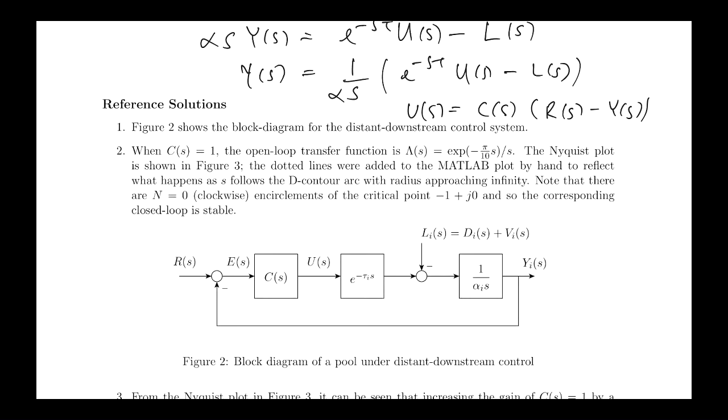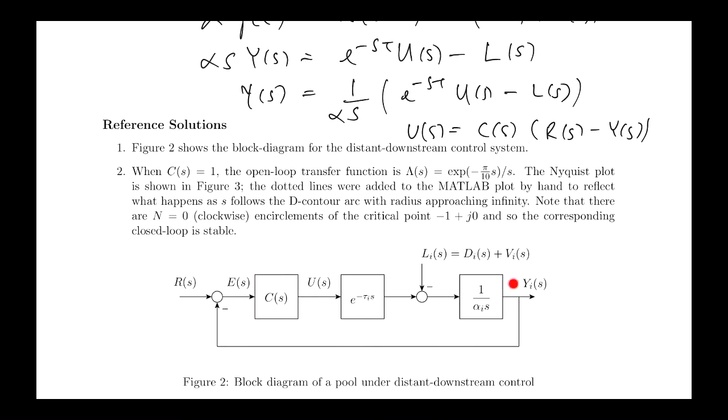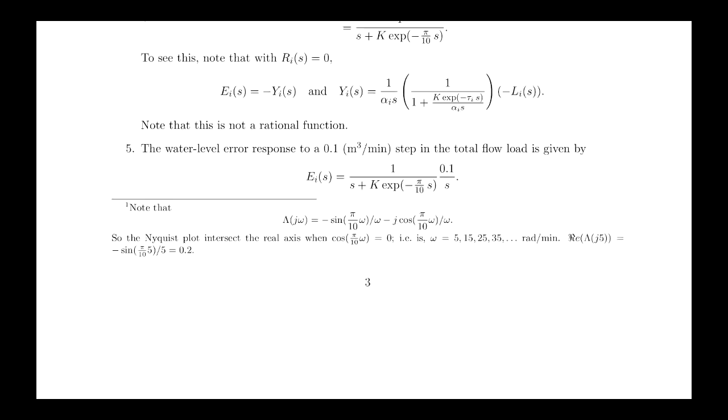Now, what was the second question? The second question was about saying, well, let's consider a controller that's just equal to 1, and generate a Nyquist plot of the corresponding open loop transfer function. What's the open loop transfer function? It's what you get when you break the loop, so it's the product of all of these things. And we're saying what happens when C is equal to 1? Well, when C is equal to 1, you get this as a Nyquist plot.